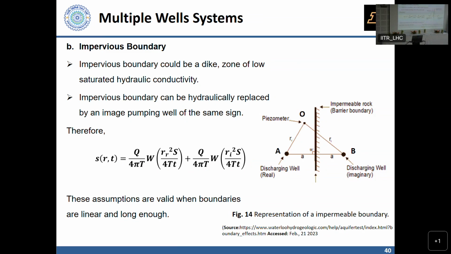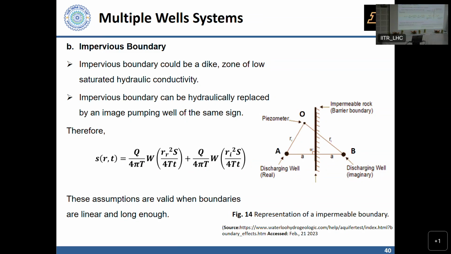I have a pumping well over here, pumping at the rate of 2 W. And let's say this was the initial piezometric head, my drawdown curve looks like this.